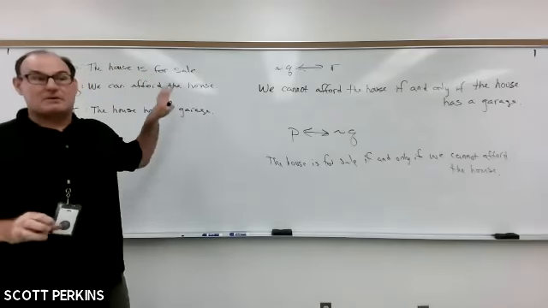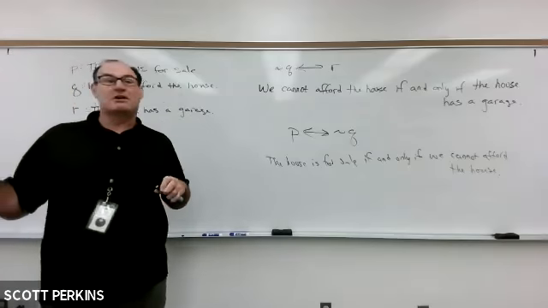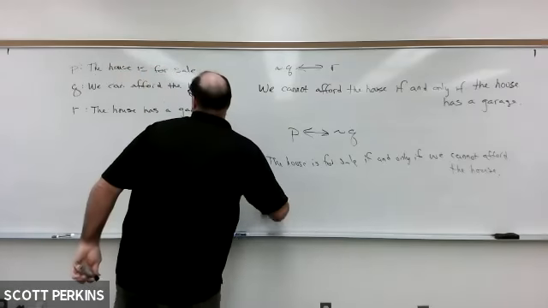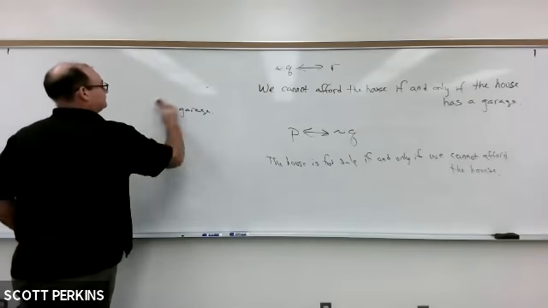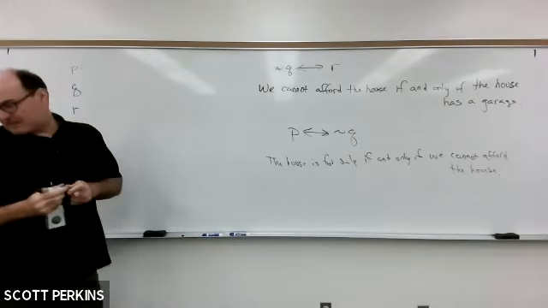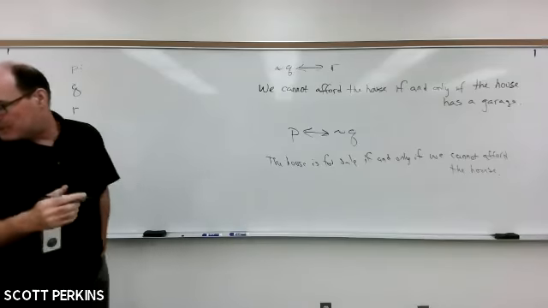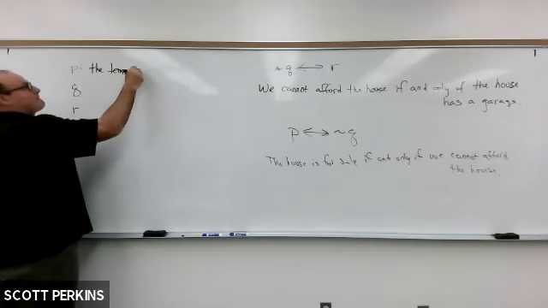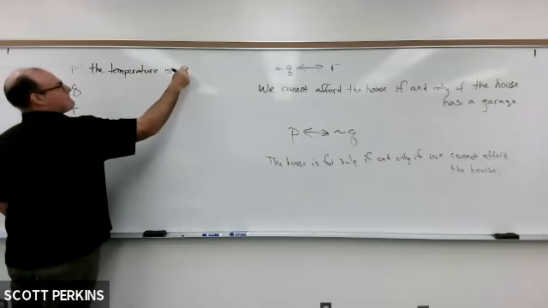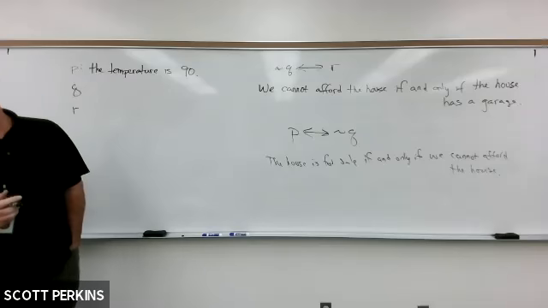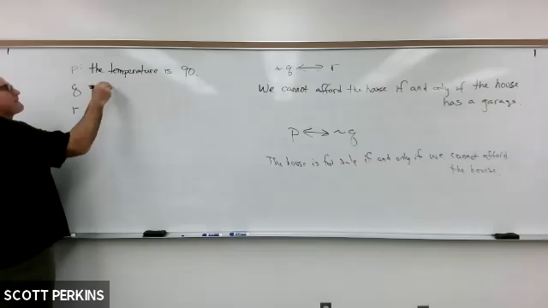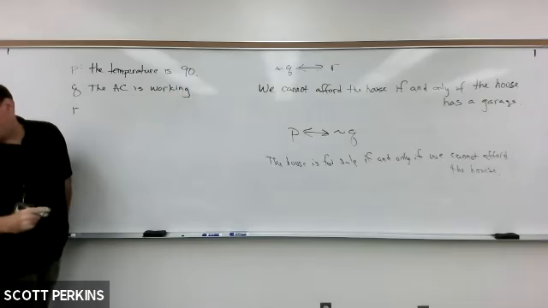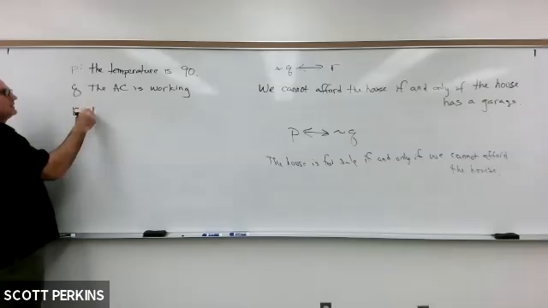All right, so I'm done with these statements. We've just got a few more examples to go. You've almost made it through the first day of logic, so congratulations. We're going to change these statements. This is just a nice book example. Maybe it'll make more sense. P is the temperature is 90. Q is the air conditioner is working. R is the apartment is empty.